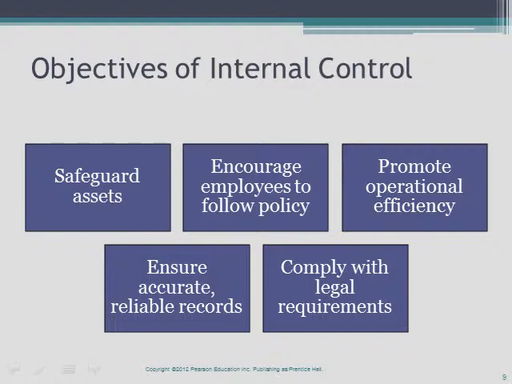The fourth objective is to ensure accurate, reliable accounting records. Accurate records are essential. Without proper controls, records may be unreliable, making it impossible to tell which part of the company is profitable and which part needs improvement. A business could be losing money on every product it sells unless it keeps accurate records for the cost of its products. And then finally, our internal control system should help us comply with legal regulations.